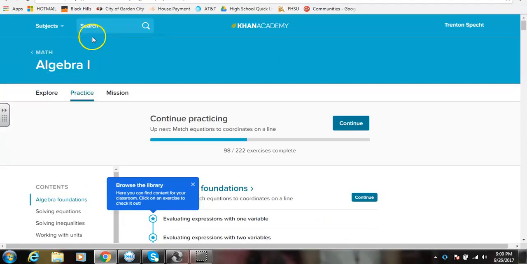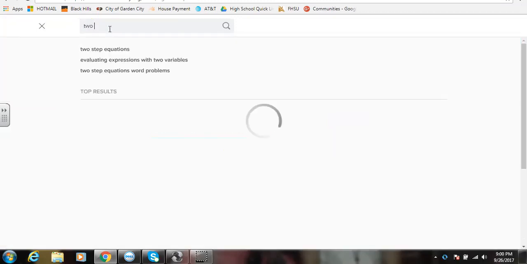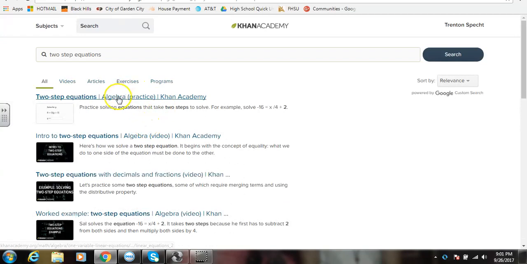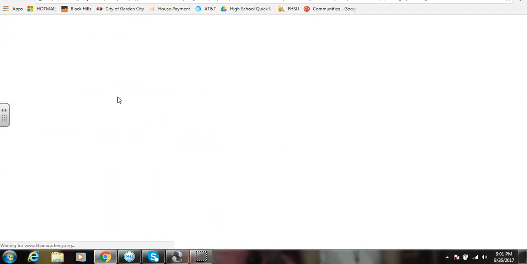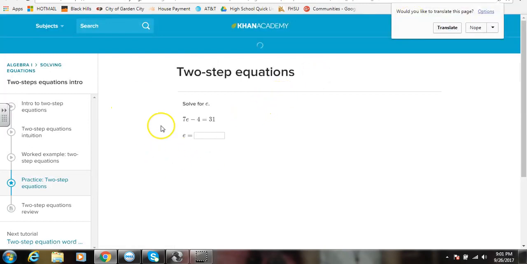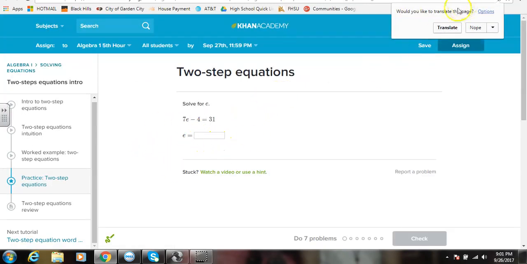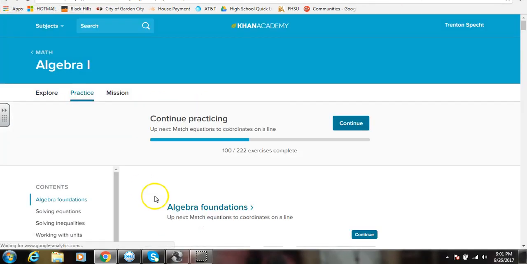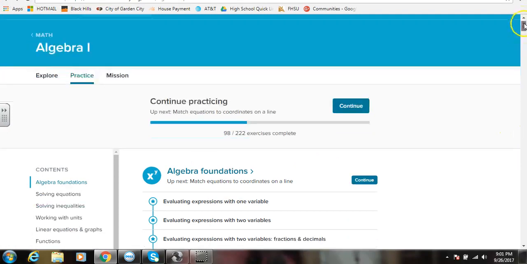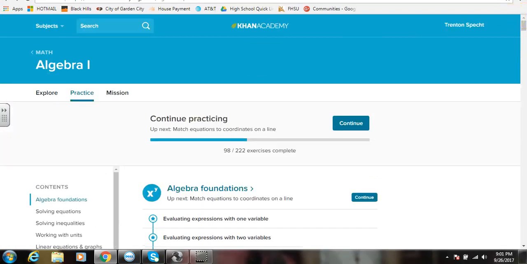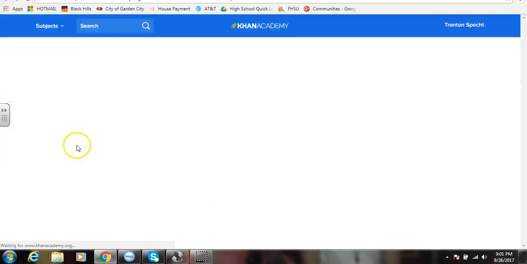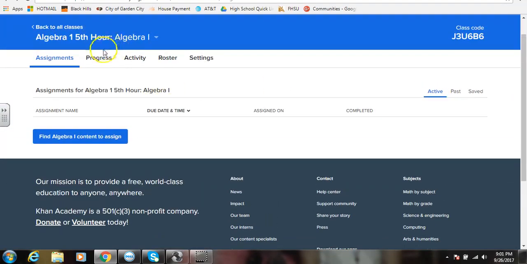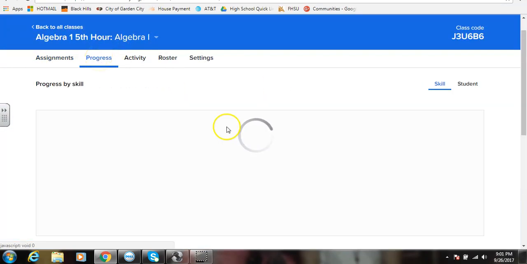I can search up here and say two-step equations. I can do the problems myself, of course, but I can also assign it if I wanted to. So that is the cool part of working with Khan's Academy. I do it a little bit different. And like I said, I go off progress and I let them work on anything.